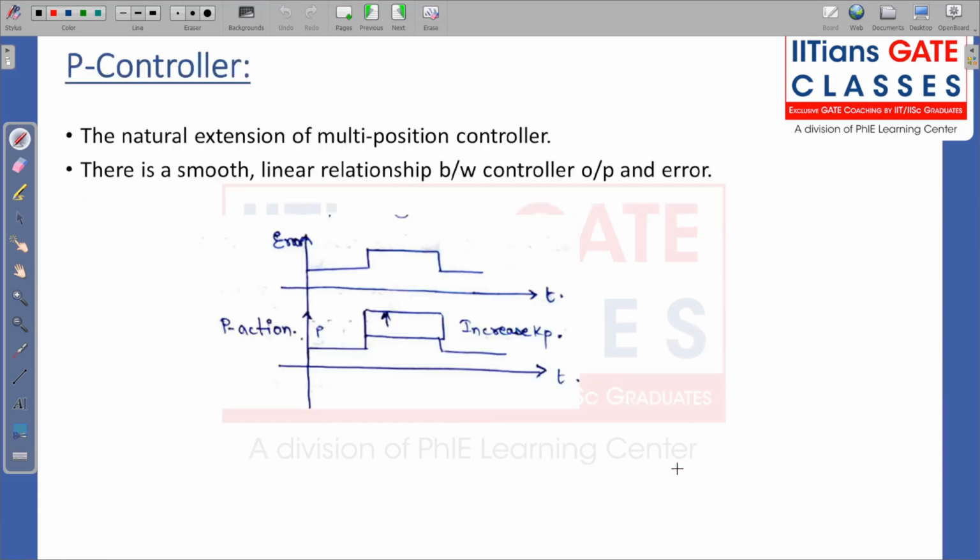So what is a P controller? I told you the P controller is the natural extension of the multi-position controller. Just like in on-off control or multi-position control, we have step changes, meaning my controller actions are in step changes, whereas in the P controller, we have a smooth linear relationship between the controller output and the error. So this is what we have in the P controller.